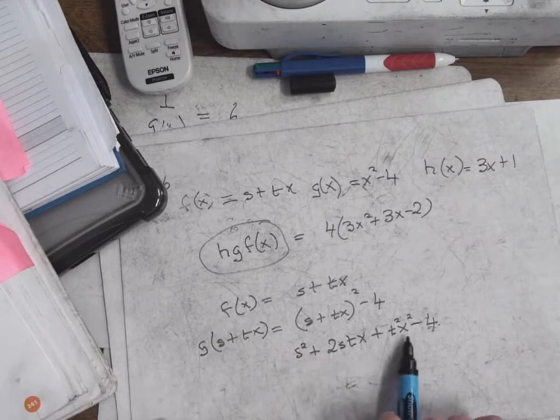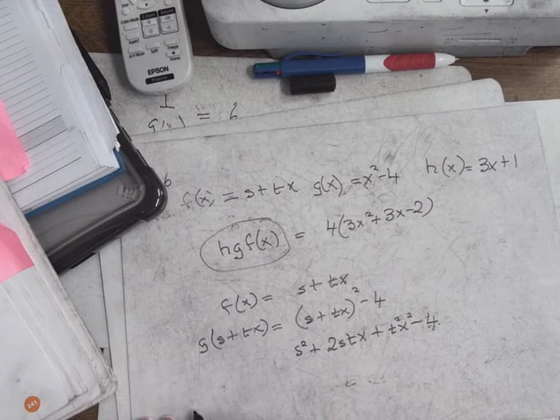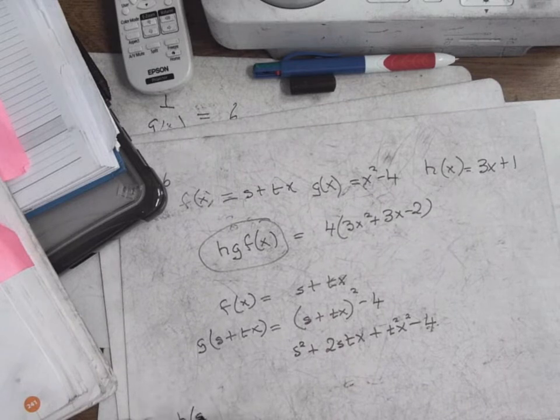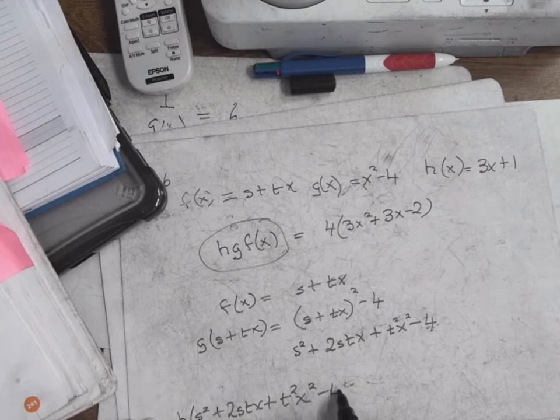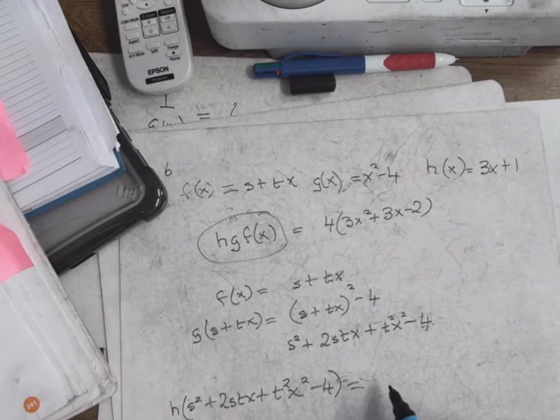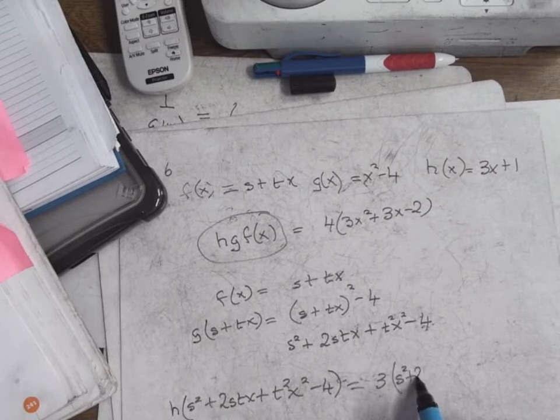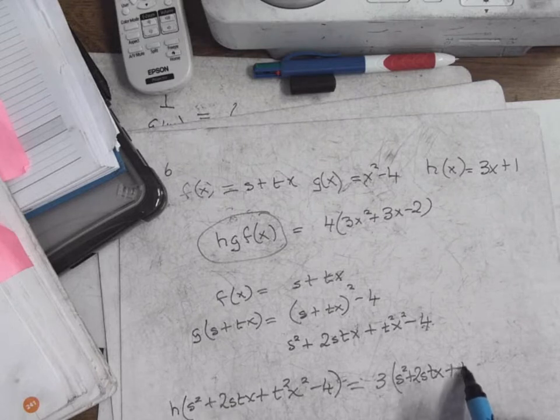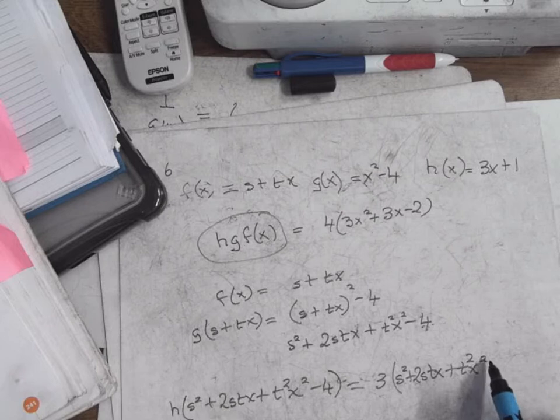Then take that answer and put it into h. So that means I have to do h of s squared plus 2stx plus t squared x squared minus 4, and I need to put that in. Everywhere I see an x, put in all of that. So it's 3 times s squared plus 2stx plus t squared x squared minus 4, plus 1. So it's 3x plus 1.